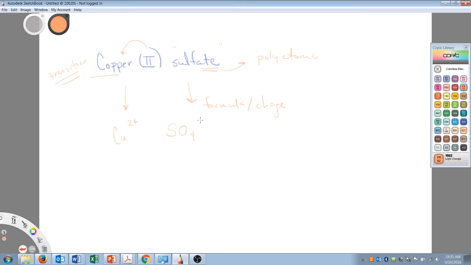Now, I can see that this time they are electrostatically equal. So they are going to come together and their charges will cancel. So all I need to do is take their formulas and squeeze them together. So the formula at the end of the day is going to be CuSO4. I don't need any subscripts because they canceled out, and that's copper 2 sulfate.